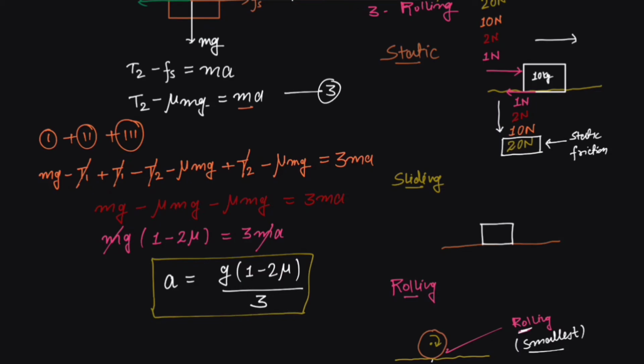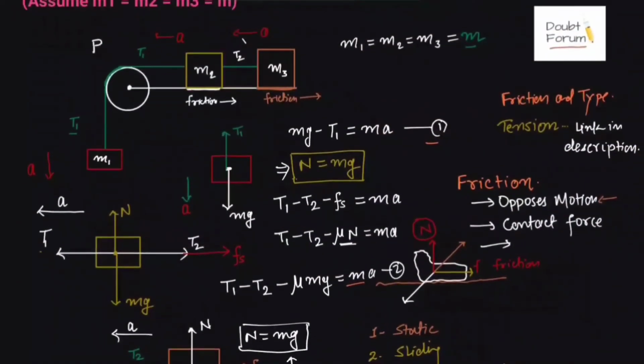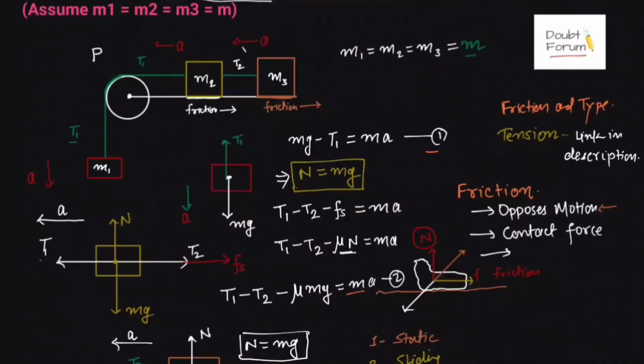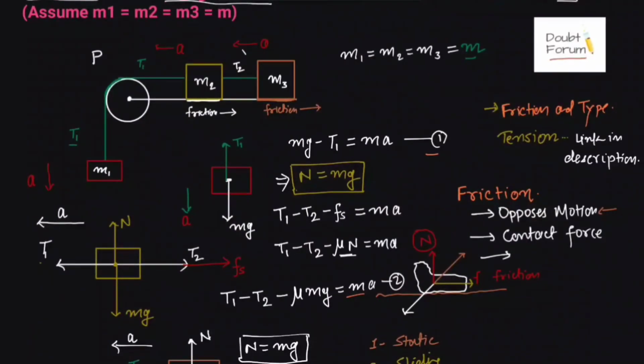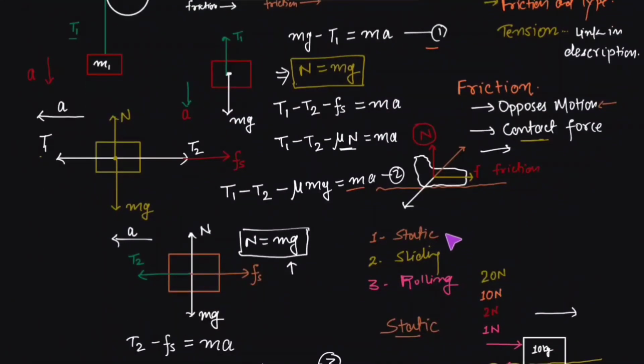So let us quickly review. In this problem, first we discussed the concept of friction. Friction is a force that opposes the relative motion between two objects. It acts parallel or along the surfaces of contact. Friction is a type of contact force. Broadly, there are three categories for solid objects: static friction, sliding friction, and rolling friction.